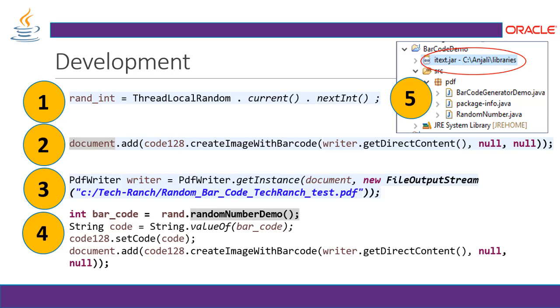In step 3, we create the PDF file in a specific local system path. And step 4, we set the barcode associated with the random number we created in step 1 and write it down in the PDF. And step 5, we include the jar file, the itext.jar file, which is available. You can download it over the net.